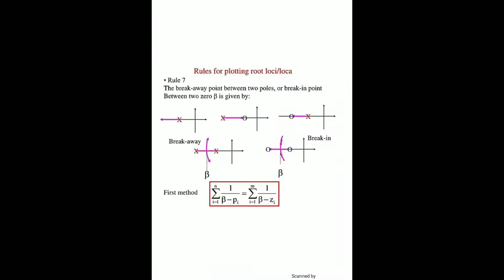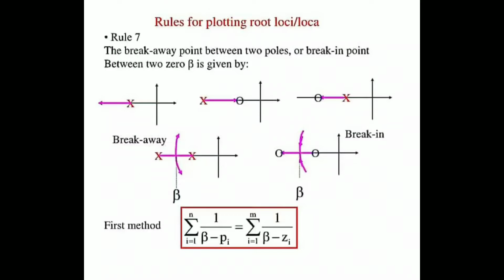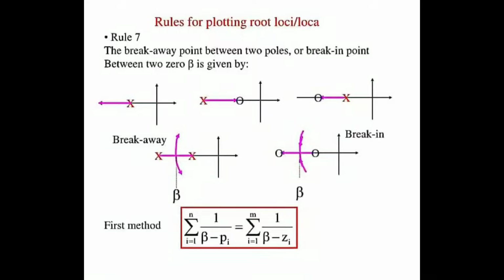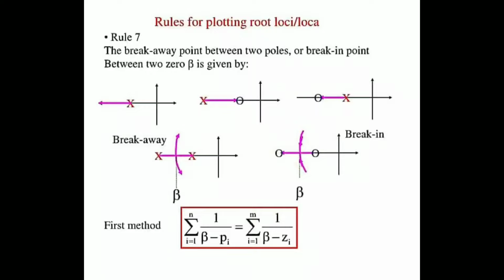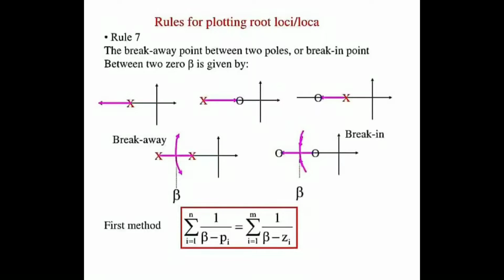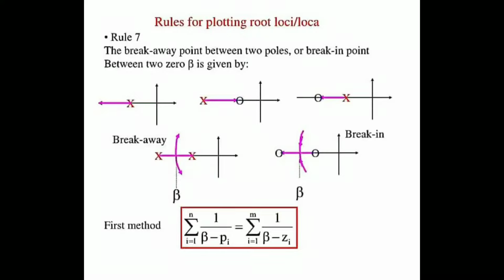So the next part is finding the breakaway point, which is the central point of the root locus, or the root locus is present over the breakaway point. The breakaway point between two poles, or the break-in point between two zeros, is given by this formula. The first method is the summation of 1 divided by beta minus pi equals 1 divided by beta minus zi.